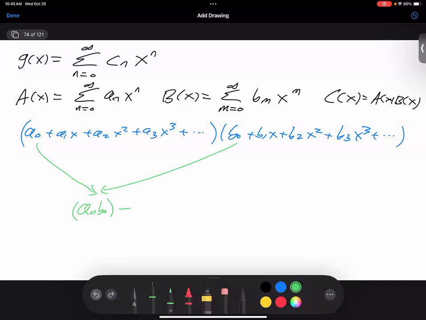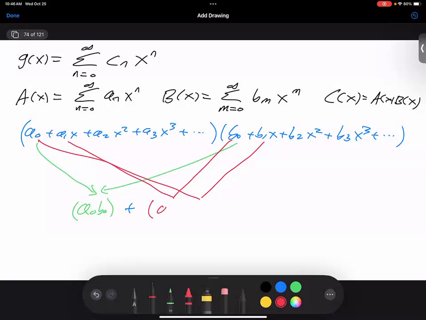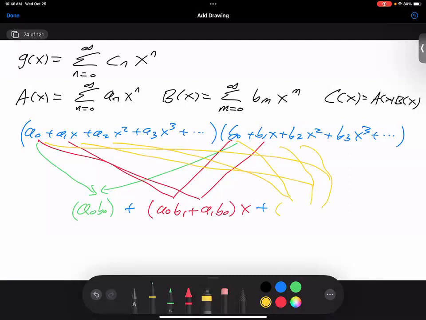How can I get a linear term? So which pieces will give me a linear term? A1x and B0 can combine, right? And then also B1x and A0. So this will give me A0 B1 plus A1 B0 times x. What if I want to get an x squared term? I could have the A2x squared hitting the B0. I could have the A1x hitting the B1x. And I could have the A0 hitting the B2x squared. And it's becoming a real mess. But I would have A0 B2 plus A1 B1 plus A2 B0 times x squared. And so on and so on and so on.